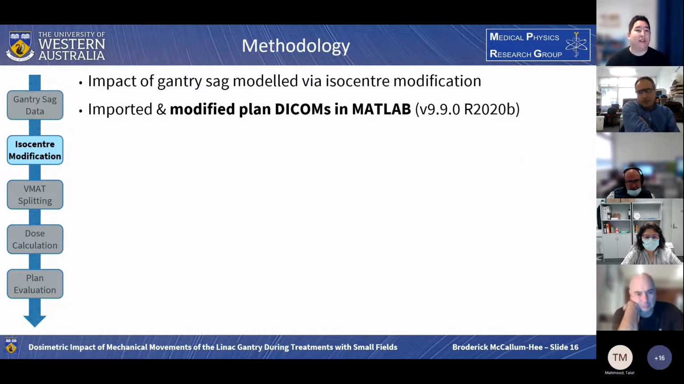So the impact of this Gantry Sag was modelled via isocentre modification. To do this, planned DICOMs were imported and modified in Matlab. This enabled us to manipulate the DICOMs in a very flexible format and use all the technology of Matlab before putting them into the very rigid DICOM structure.